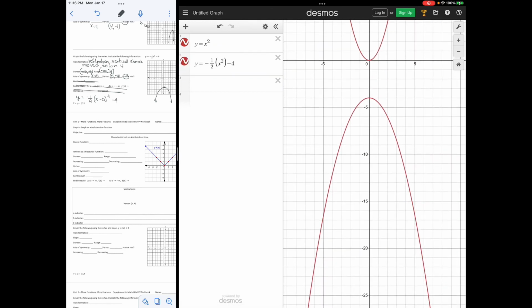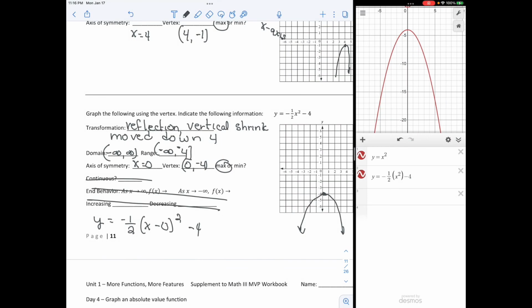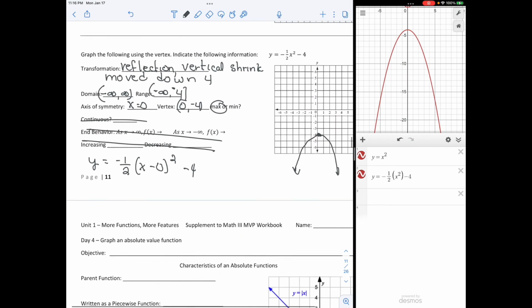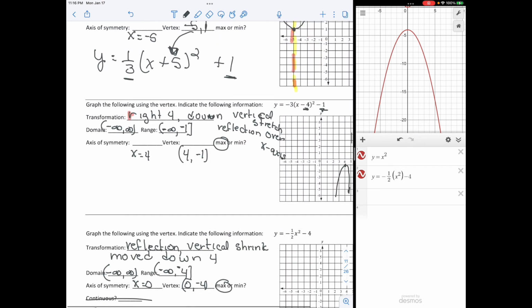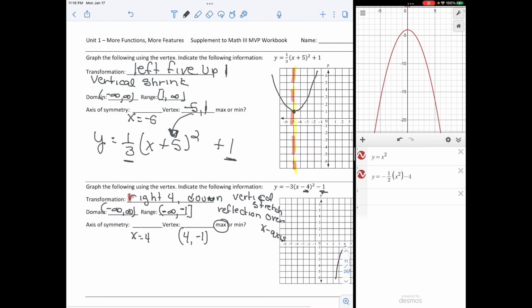there we go. All right, notice that it reflected over the x-axis. It went down 4, and it's a little bit fatter, just like we said it would be. Okay, boys and girls? So that is how we graph a quadratic function, and we will practice this more in class. You guys have a great day.